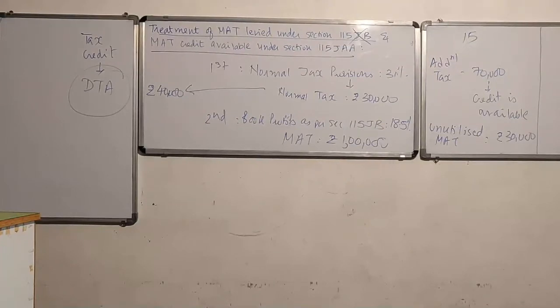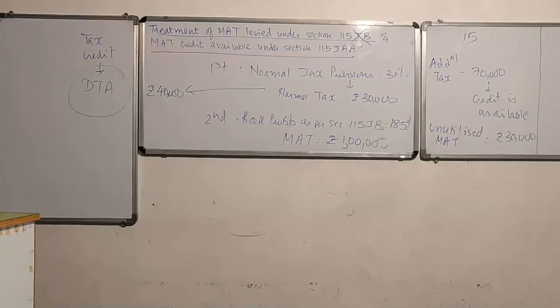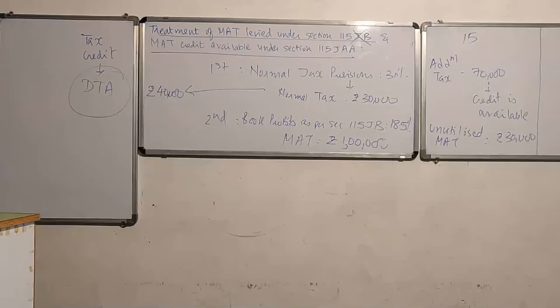DTA for the year is rupees 1.25 crores. You may write in brackets 9.75 minus 8.5. DTA for the year is rupees 1.25 crores, in brackets 9.75, which is the closing balance, minus 8.5, which is the opening balance.